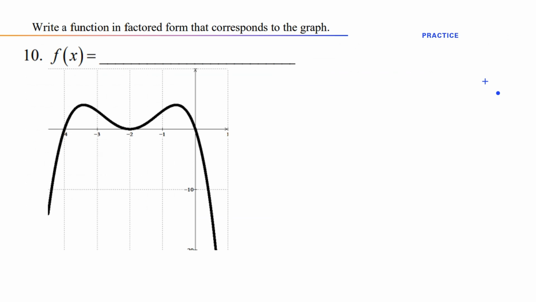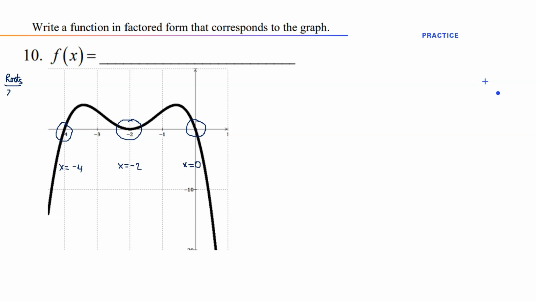Okay, so for the next questions, first we find the roots. So we have x equal negative 4. Then we have x equal negative 2. Then we have x equal 0.